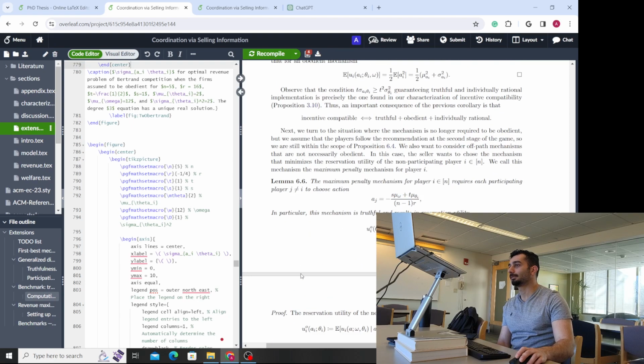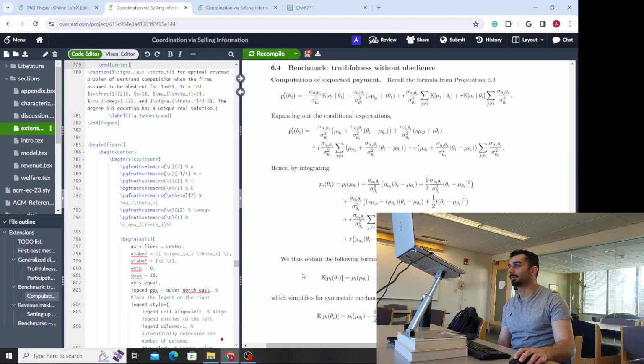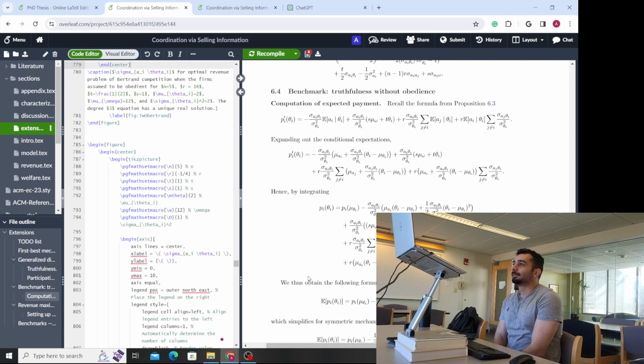Now let's check this part. 6.3, expanding out the conditional expectation. Well, this is the formula for pi of theta I. There is no escape from it, it's just a big formula. Alright. And then expected payment.